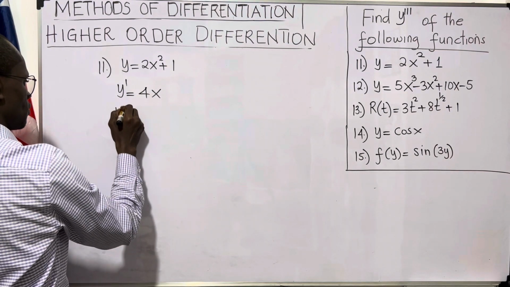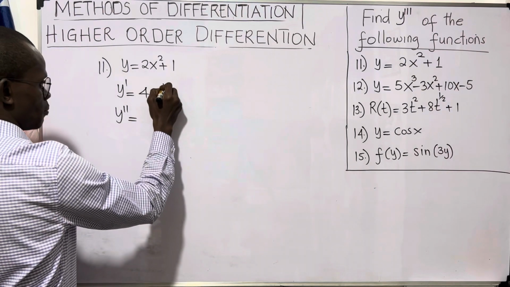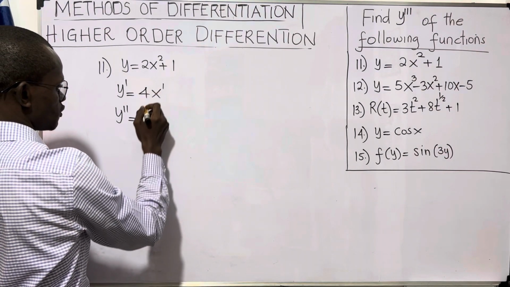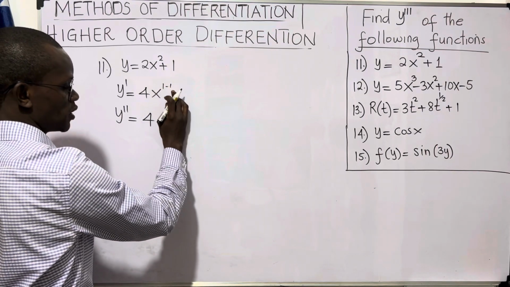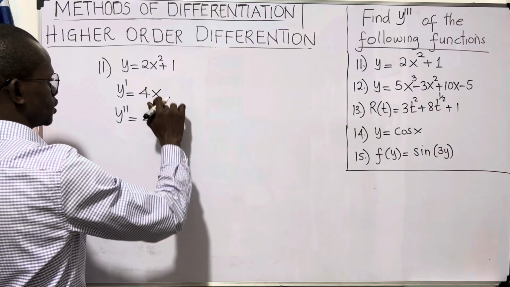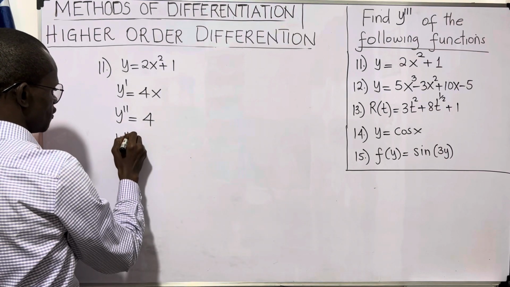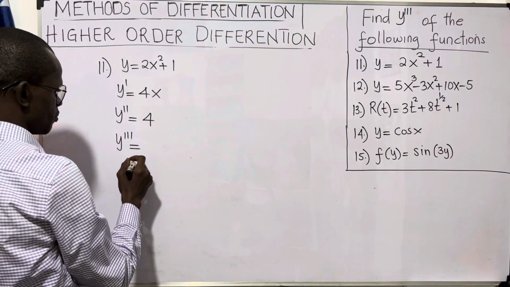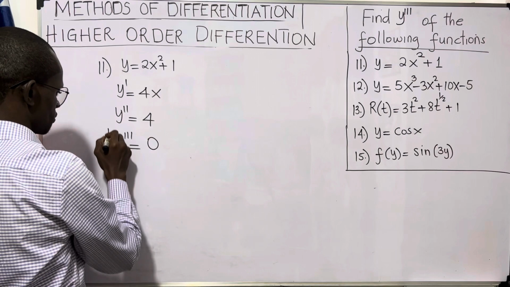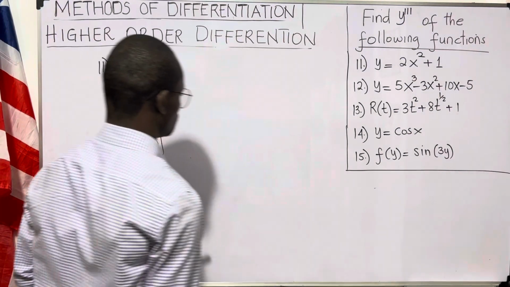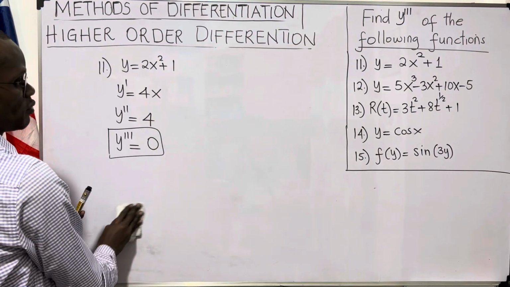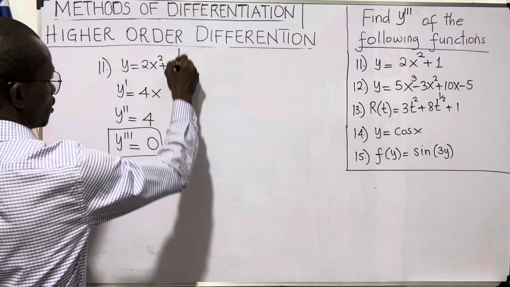Find the second derivative, y prime prime. The power here is 1. 4 times 1 is 4. You subtract 1 from this, it gives you 0. x to the 0 power is just 1. So you find the third derivative, y triple prime, which is just equal to 0. So this is how we find the third derivative of an expression.